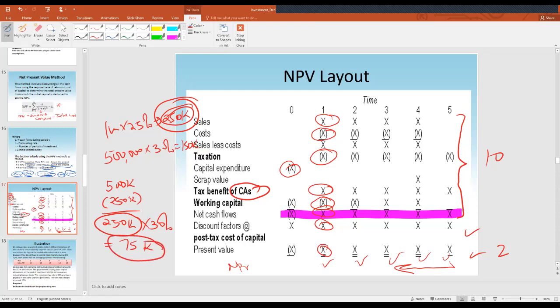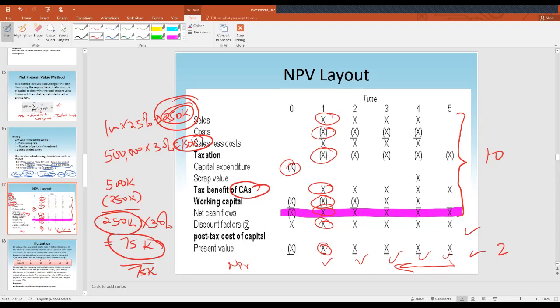If there's no allowance, you are meant to pay a tax of 150,000. Therefore, you make a saving of how much? 125,000 per year, which is 150,000, the tax before, minus the tax after. Therefore, this is a benefit. We call it the benefit on capital allowances, a cash inflow for the next 4 or 5 years.